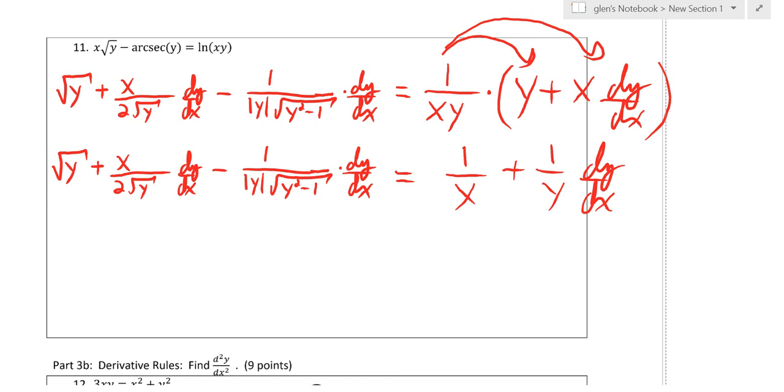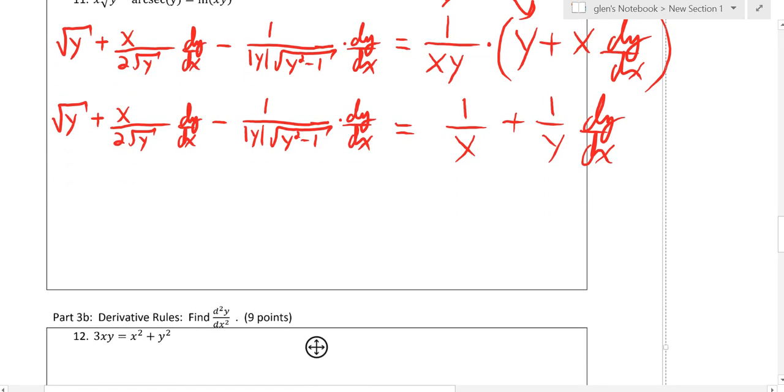I'm going to get them all on one side. I'm going to get everything else on the other side. So, it doesn't matter what side you do. They're both correct. I'm going to leave all the non-dy dx stuff over here on the left. Okay, it's only 2 terms. Root y, 1 over x. Everything else has a dy dx in it. So I'm going to put it on the right.